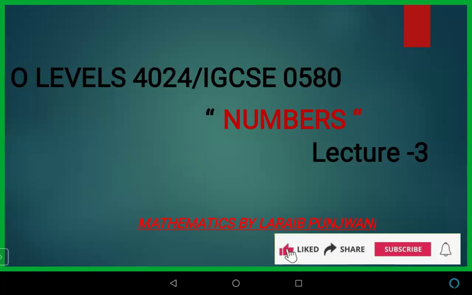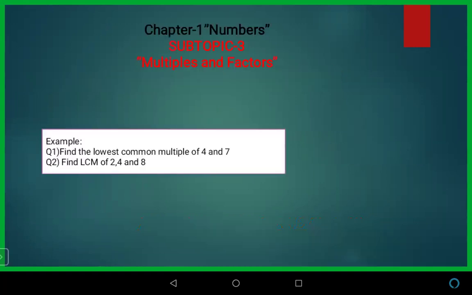So chapter number 1, Numbers, we will be continuing with that chapter, lecture number 3. Today we will do LCM, HCF, and factors, prime factors. We will do this type of topic. So subtopic 3, the first one is LCM, lowest common multiple.